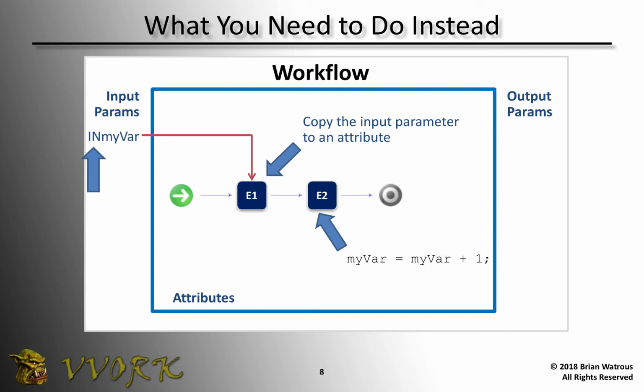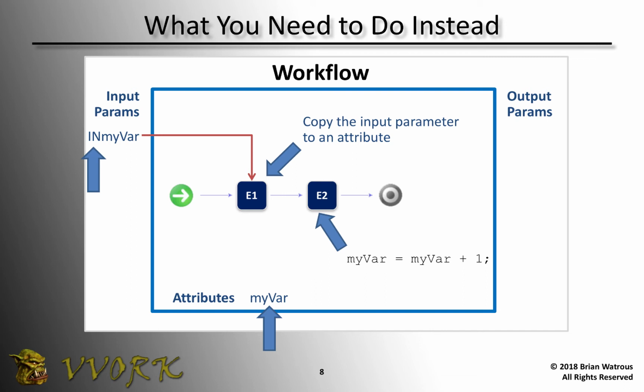Additionally, we're still going to have a variable in our workflow called myvar, but it's not going to be an input parameter. Rather, this time it's going to be an attribute. So by virtue of having an inward binding, as we see illustrated with the red arrow, from in myvar to some variable inside of E1, that'll allow us to see in E1 what the current value is of in myvar.